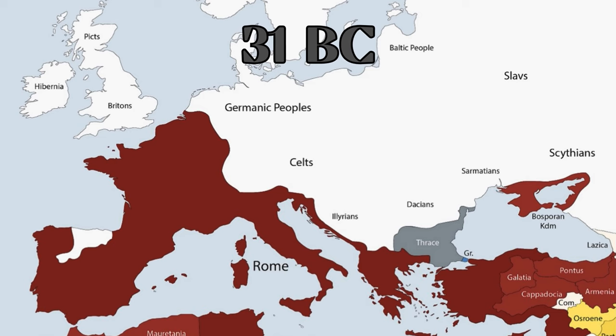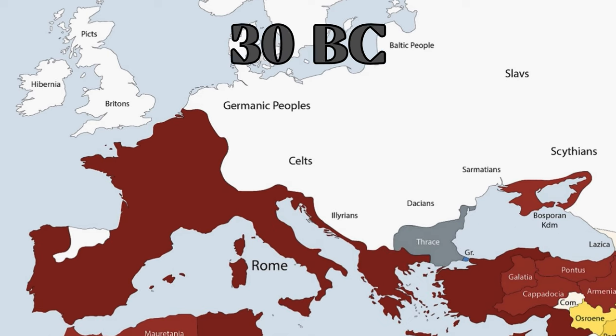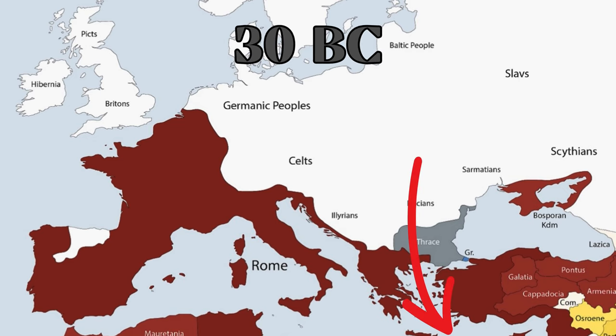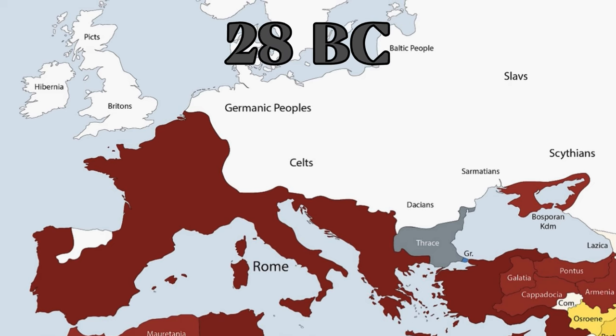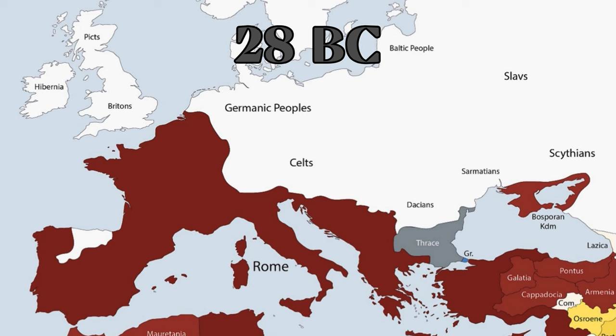31 BC, the Battle of Actium took place between Octavian on one side and Cleopatra and Mark Antony on the other. The death of Mark Antony and Cleopatra marked the end of the Second Roman Civil War and the end of Egypt's political power. 30 BC, Egypt became a Roman province after Octavian's victory, and Octavian became the undisputed ruler of the Roman Empire under the name Augustus, marking the end of the era of great conquests and the beginning of stable rule.